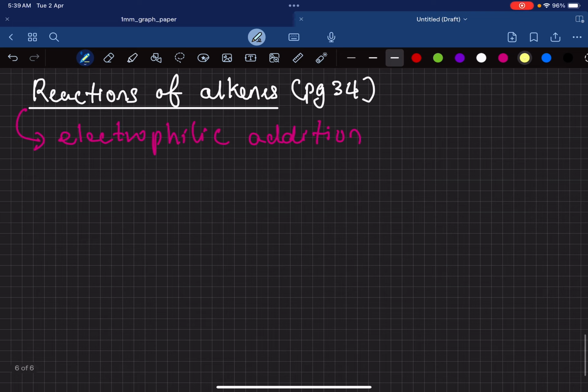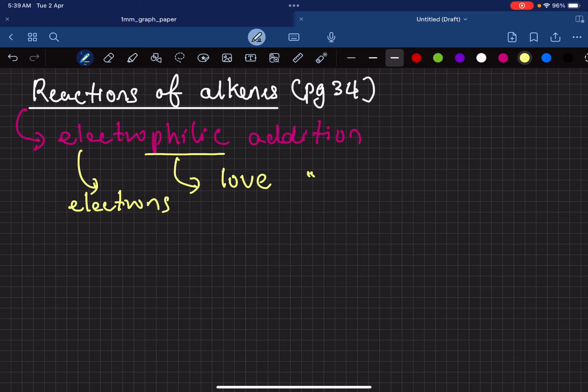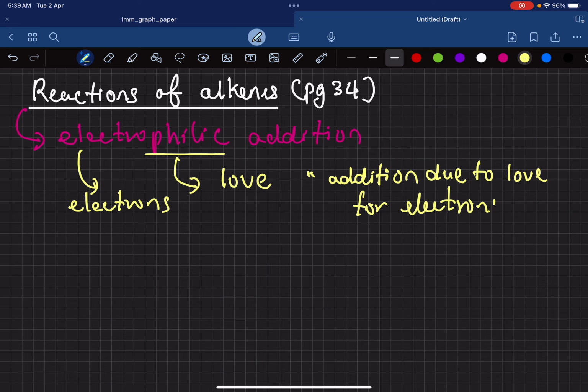Now, the word philic, if you remember, it's like hydrophilic, right? So hydrophilic, or like I just told you, nucleophilic. Philic means love. Okay, so electro is electrons. So it is love for electrons. Okay, so it's an addition due to love for electrons. That's basically what it means.